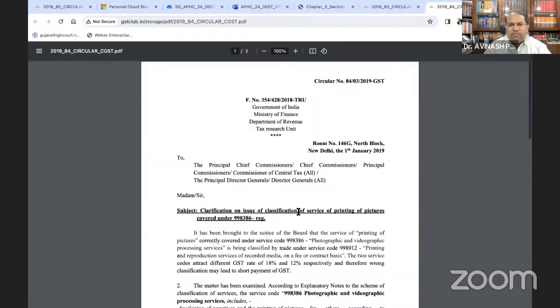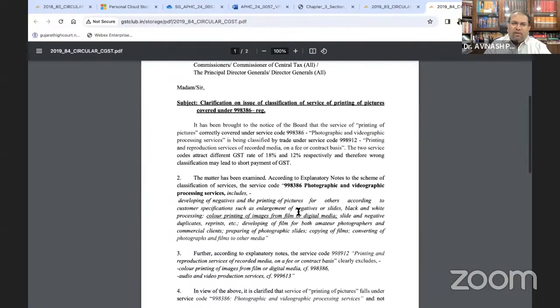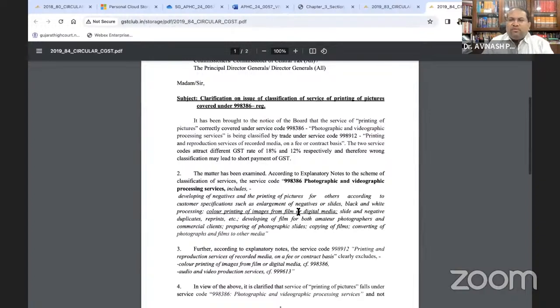This is Circular number 84. It is dated 1st January 2019 again. It says, clarification on issue of classification of service of printing of pictures covered under 998386. Now, this is something which is very important. A lot of confusions, whether it is going to be goods, whether it is printing, were there, which has been clarified earlier also. And now again, it is a clarification which is there.